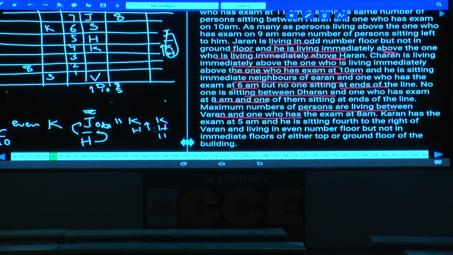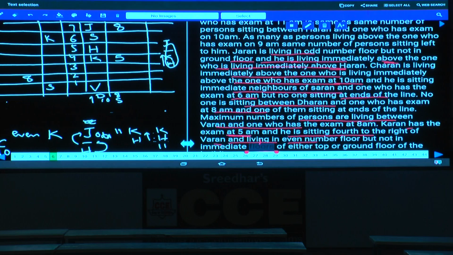If V is here, earlier we had discussed V and H, and Karan has the exam at 5 a.m. and he is sitting fourth to the right of Varan. Now Karan is living on an even number floor, but not in the immediate floors of either top or the ground floor. Karan has the exam at 5 a.m. and he is sitting fourth to the right of Varan.